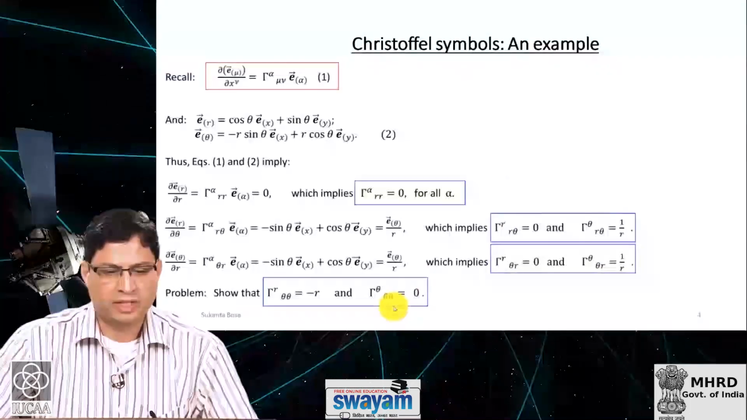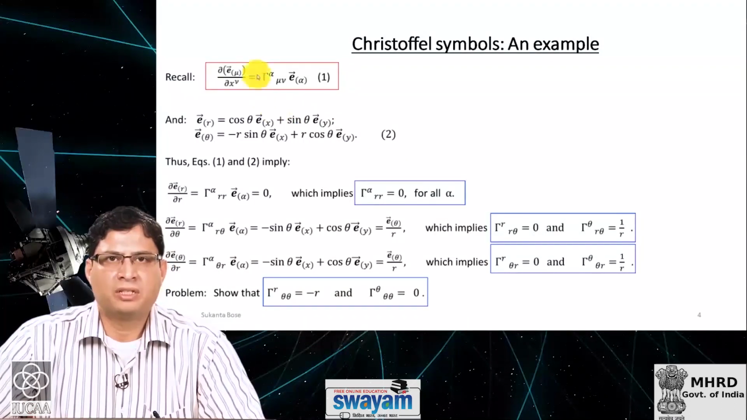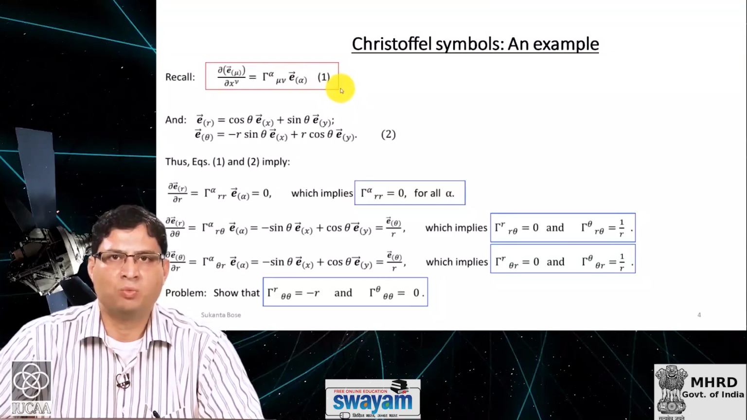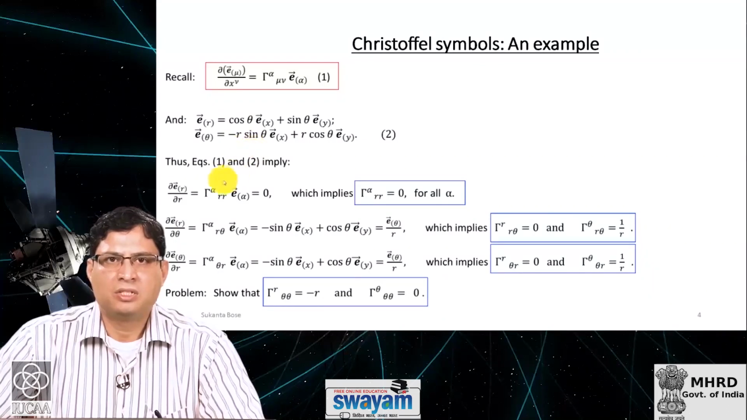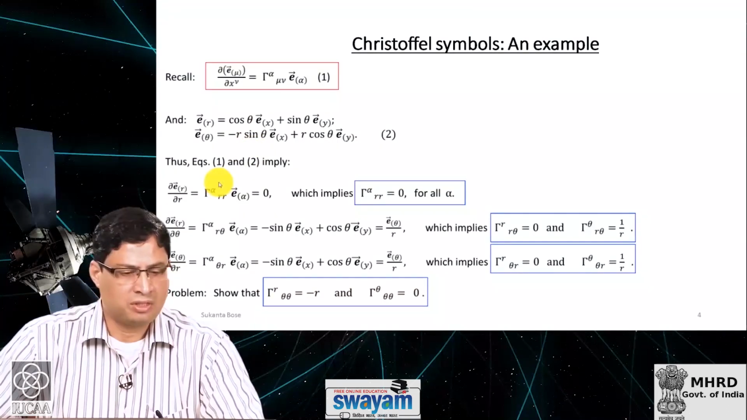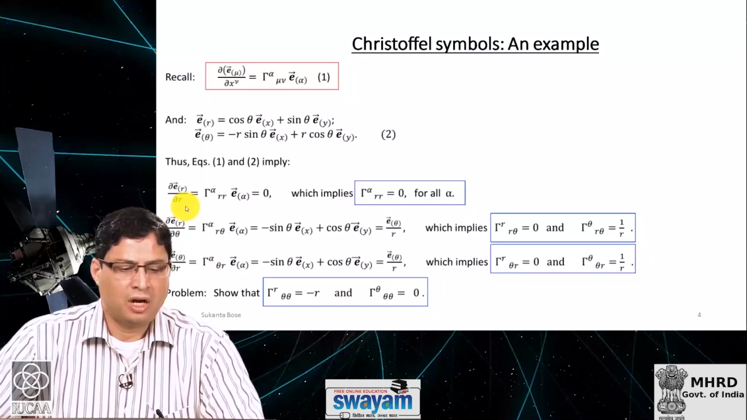So that is what we will illustrate in the following page. Once again, we recall that the derivative of the basis vector is expanded in terms of Christoffel symbols, as shown in this new equation 1. From the previous page, we know Er and E theta in terms of Ex and Ey, whose directions and magnitudes are not changing. But for Er and E theta, they are changing. So as an example, let us first consider the derivative of the basis vector Er with respect to the radial coordinate. How do we infer this?